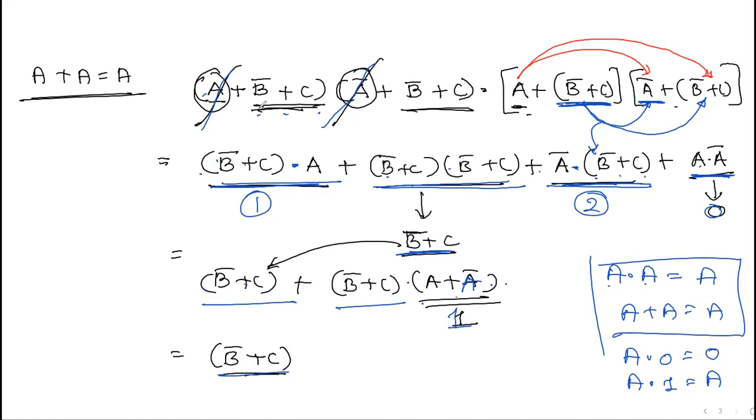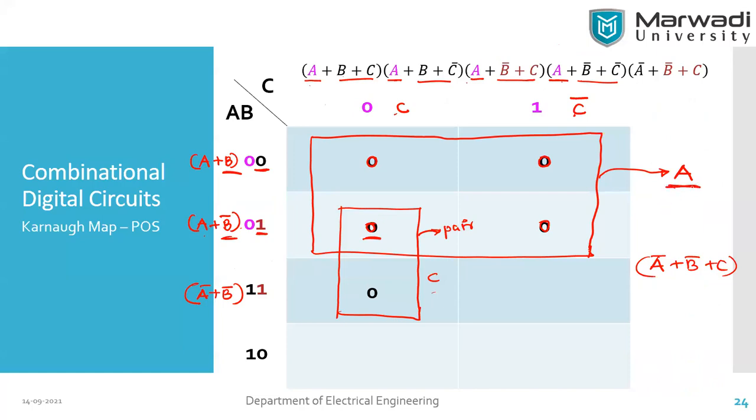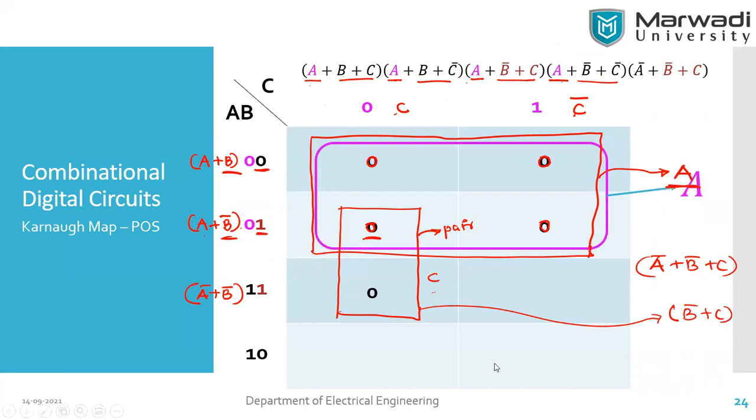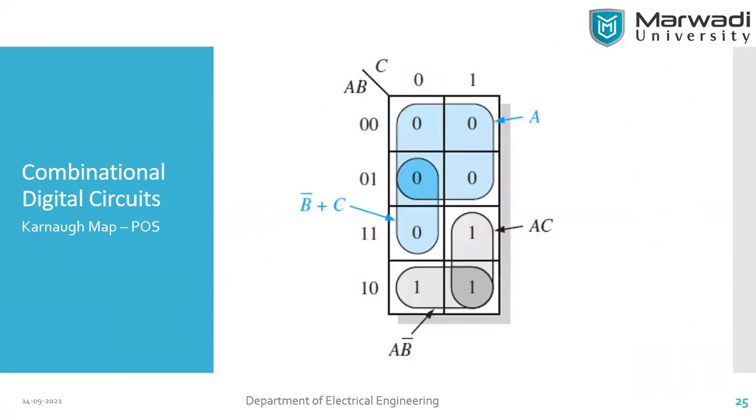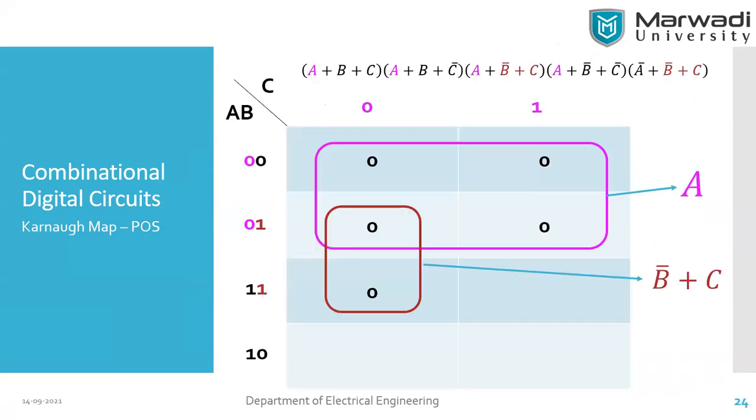Okay. So as a result, finally, we will have an answer, that is A. And from this pair, you will get B bar plus C. This is A, this is B bar plus C. So finally, you have an answer, A into B bar plus C. That is your answer.